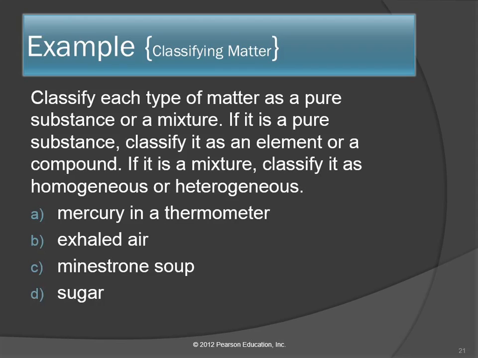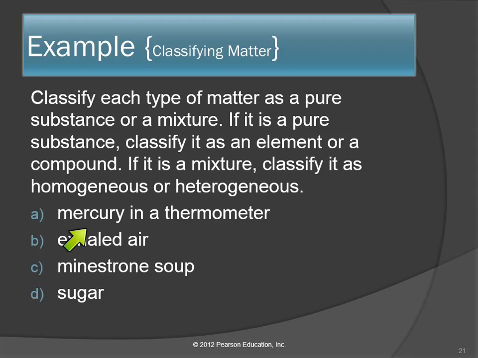So let's look at an example. Classify each type of matter as a pure substance or a mixture, and then further categorize it. If it's a pure substance, is it an element or a compound? If it's a mixture, is it homogeneous or heterogeneous? Some of these could be a little bit challenging. Questions I ask on an exam will be more straightforward, like this one with minestrone soup. I would not assume that everyone knows what minestrone soup is, okay? But in class it works out okay.